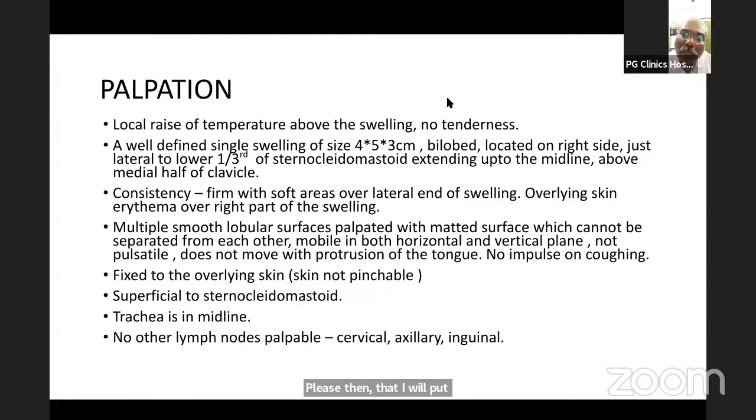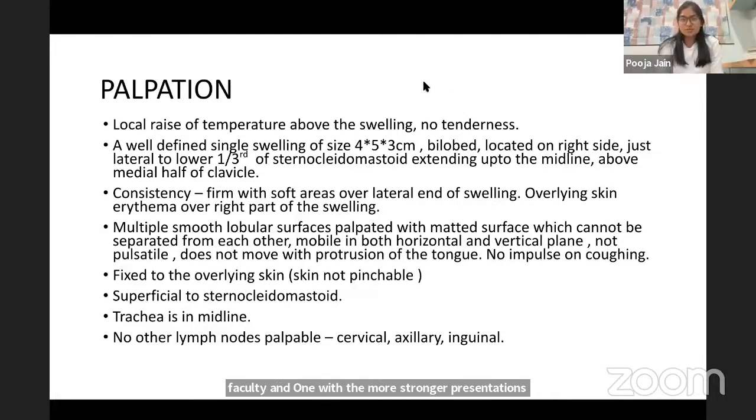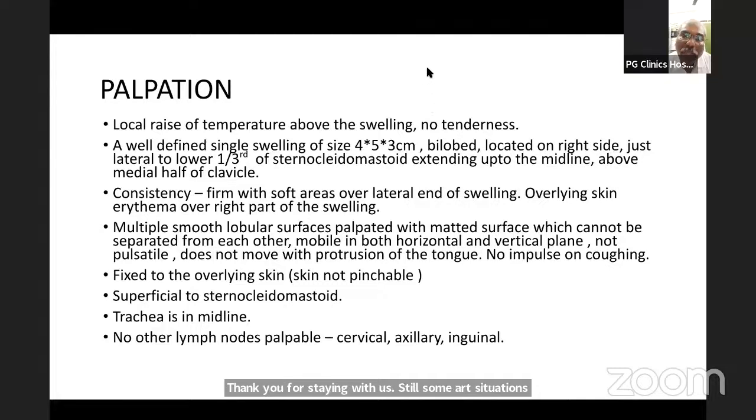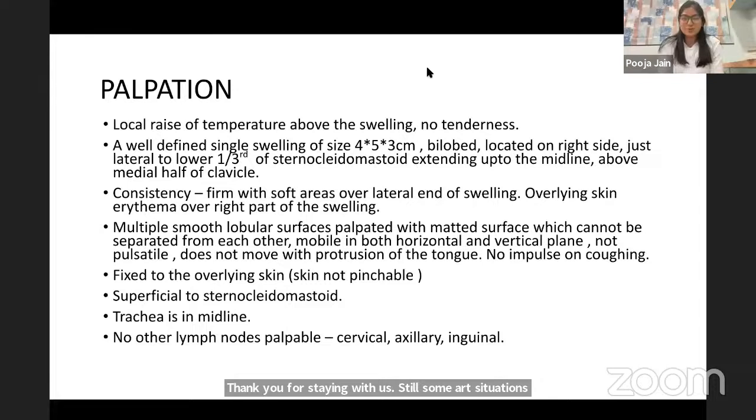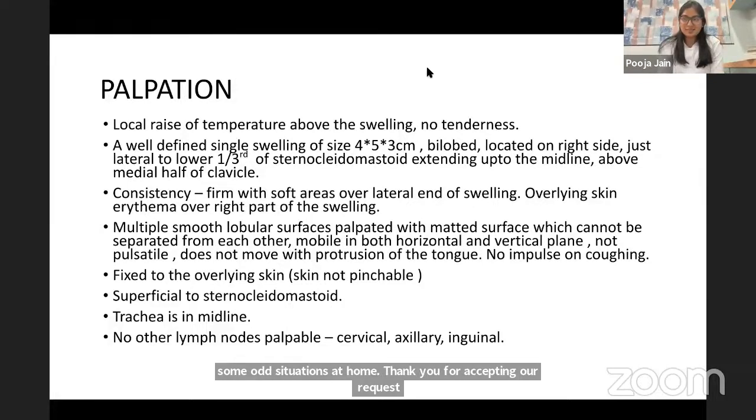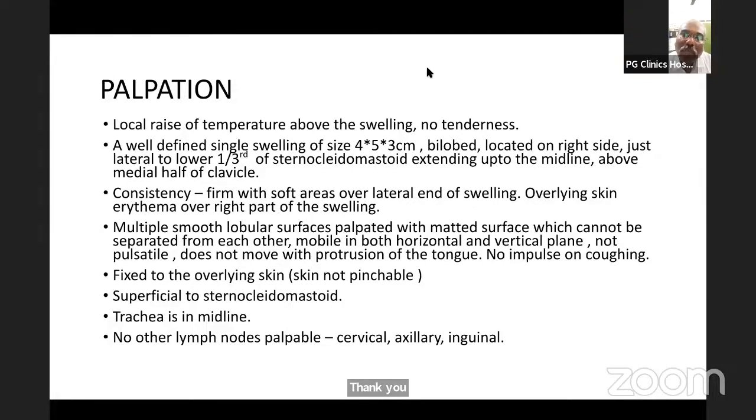So with the permission of the faculty, we move on to the next case. Thank you, Dr. Pooja. Good luck to you. I wish you get back to all the updates which have been advised by the faculty and move on with more stronger presentations. Thank you, sir. Thank you for staying with us through some odd situations at home. Thank you for accepting our request.